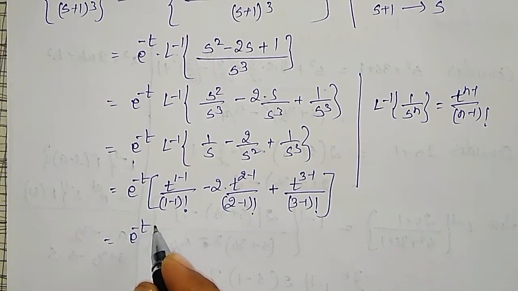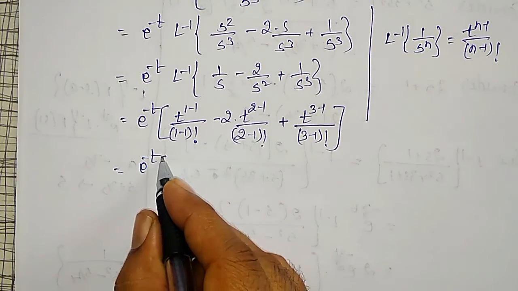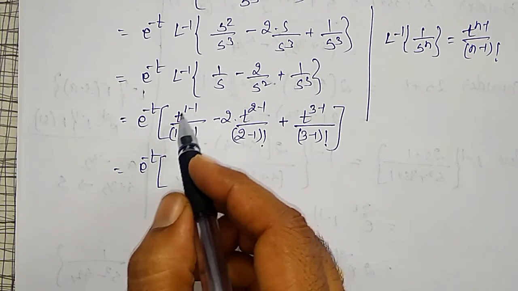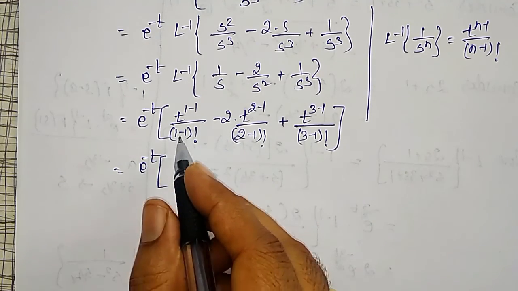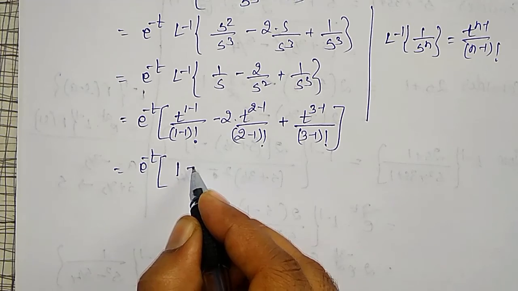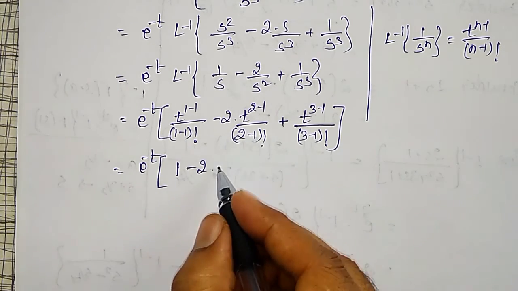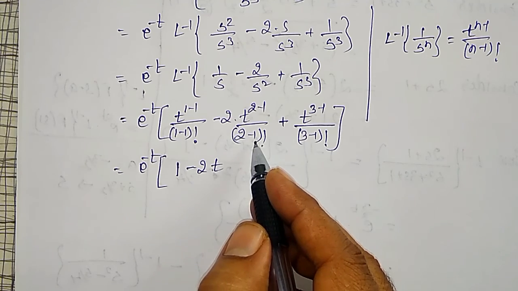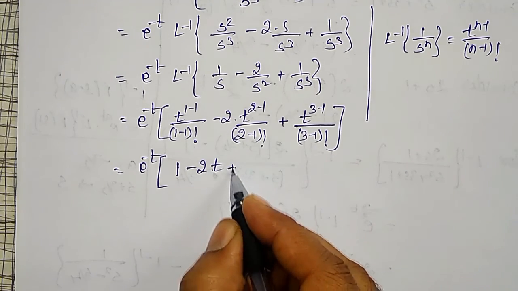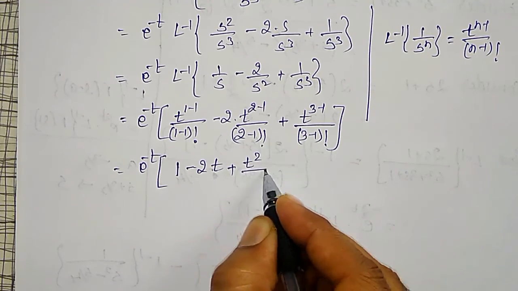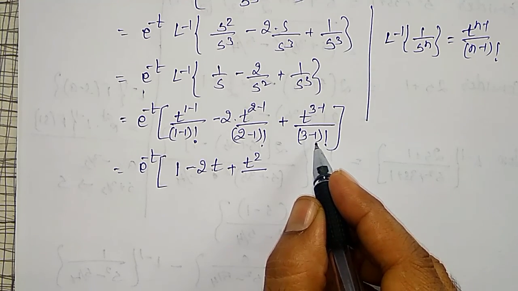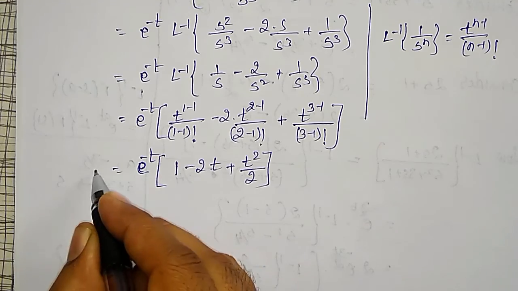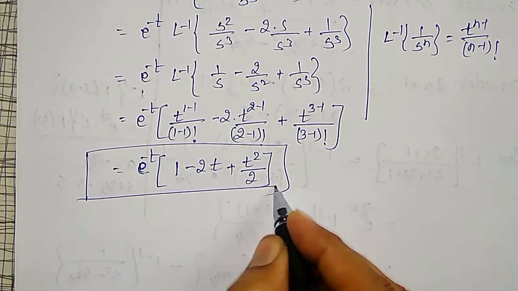e to the power minus t into t to the power 0 is 1 divided by 0 factorial, which is 1, therefore it is 1, minus 2 into t to the power 1, which is t, divided by 1 factorial, which is also 1, plus t square divided by, 3 minus 1 is 2, 2 factorial is 2. This is the required answer for this particular problem.